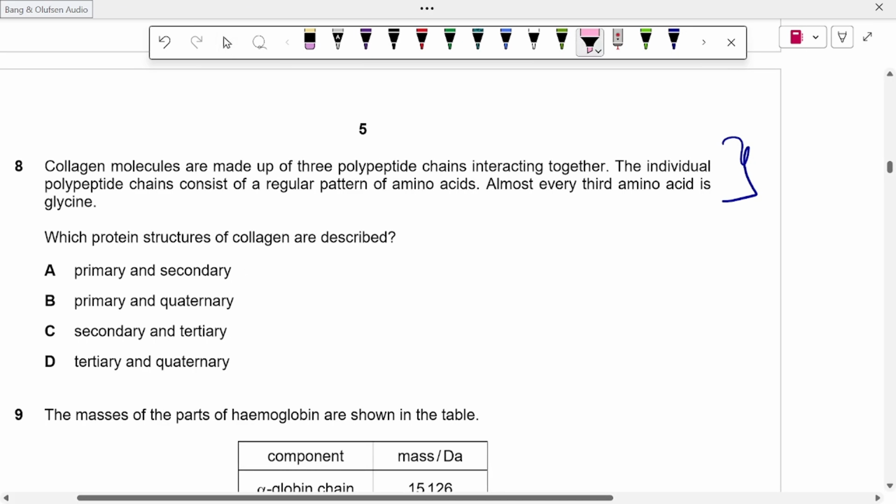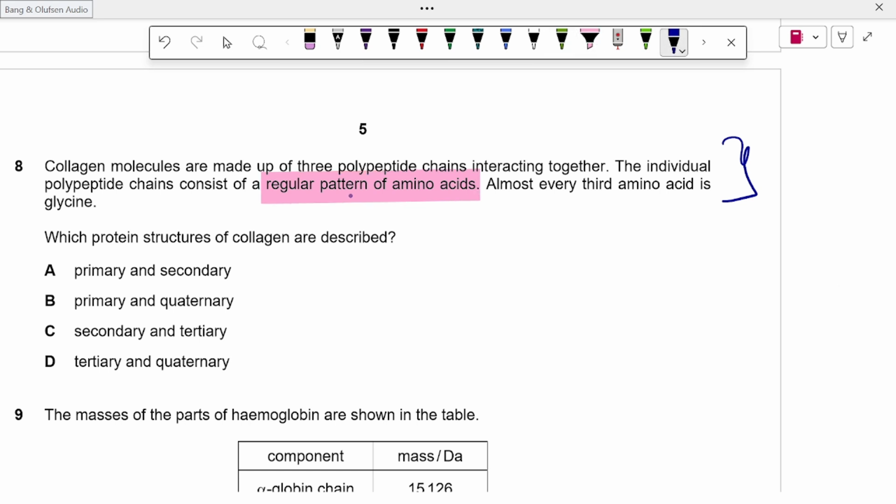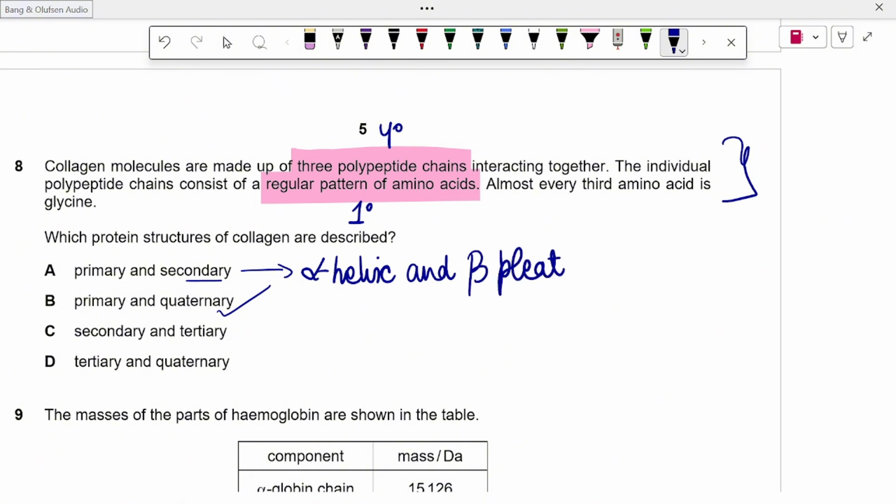So let's see. Let's start to highlight your keywords. Regular pattern of amino acids, meaning the sequence of your amino acids, and this is referring to your primary structure. 3 polypeptide chains, 1 or more polypeptide chains, this is referring to your quaternary structure. So they are talking about your primary and quaternary structure. Why not secondary? Secondary is made up of alpha helix and beta pleated sheet. They have not mentioned alpha helix and beta pleated sheet here, so it cannot be your secondary structure. Correct answer is B. Is this clear?